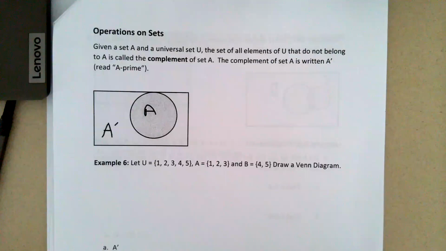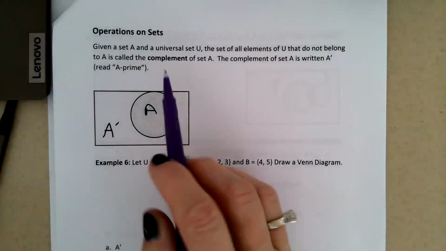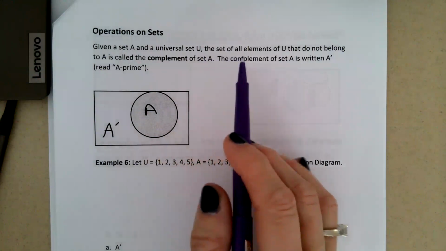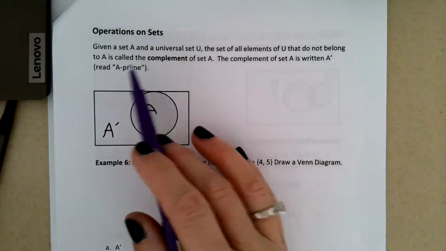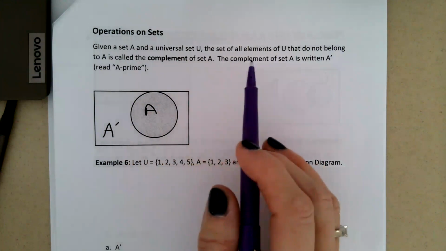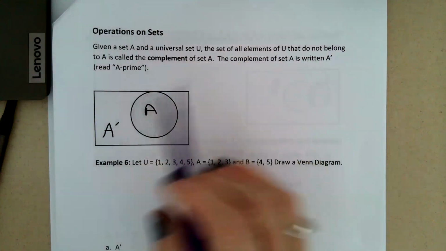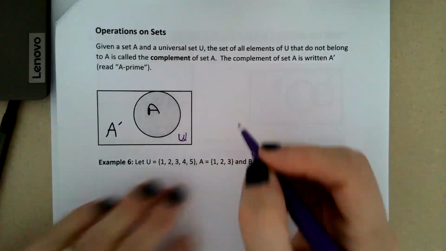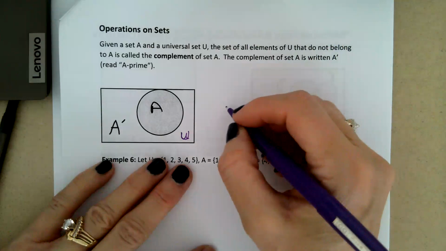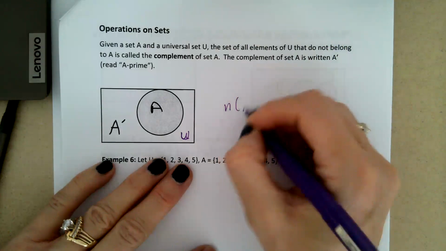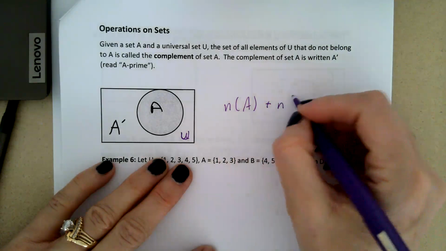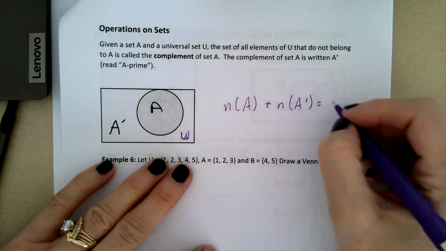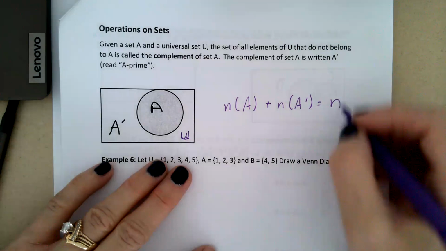So we can do operations on subsets. It says, given a set A and a universal set U, the set of all elements of U that do not belong to A is called the complement of set A. The complement of set A is written as A prime. So this entire box is U. One thing to remember is the number that are in A plus the number that are in A prime always equals your total N, the number of items.